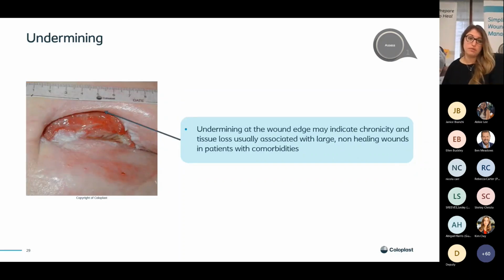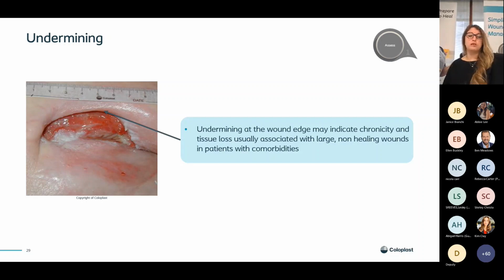Undermining. So you can get undermining at your wound edges. You may have seen this with some of your pressure ulcers, certainly category 3, category 4, your deeper pressure ulcers. And undermining at the wound edge may indicate that this wound is in a chronic stage. And often there is tissue loss, usually associated with larger non-healing wounds in patients. And that's why I use the example of pressure ulcers for undermining.